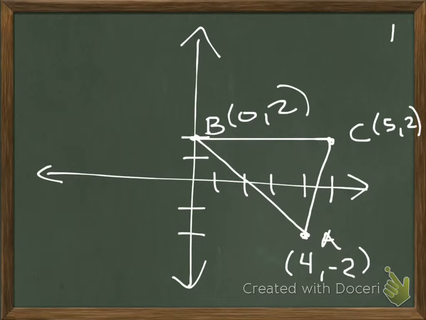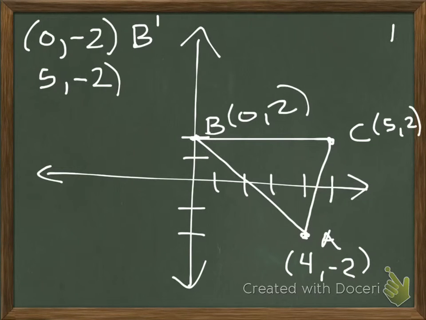So all of our x-coordinates are going to be the same. It's just that we're making the opposites for our y-coordinates. So for B, the opposite of y is -2. So my new B is going to be 0, -2. And they indicate it with a little dash. My new C is going to be 5, -2, because the x's stay the same and the y's are opposite. And my new A is going to be 4, +2. So I just did the opposite of all the y-coordinates.